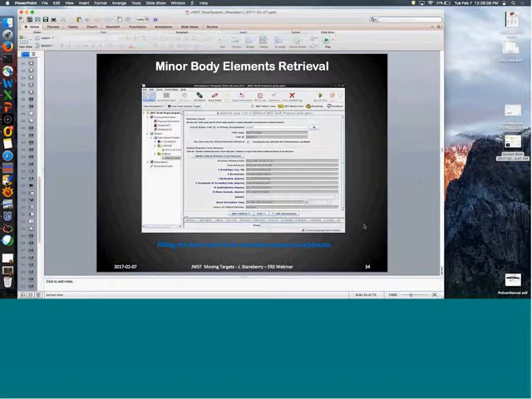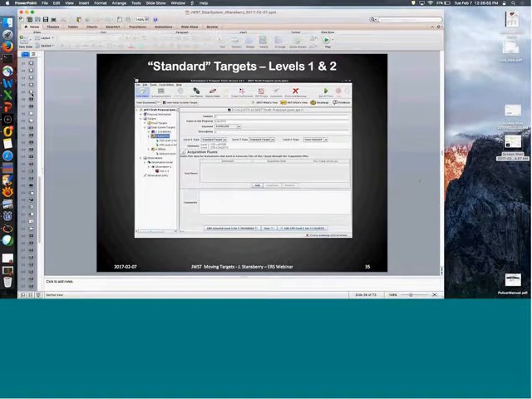Yeah, at the end of the charts, I'll have those sites that have the resources listed, and one of those is the help desk address. Let's see. Okay, standard targets.